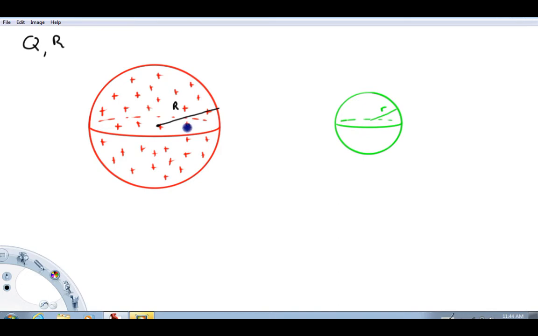So just some general observations here. We know that the electric field at the center is zero. We know that the electric field at the outer surface is some value that we don't know yet. And we know that there also has to be an electric field within the interior. So now we're going to try to use Gauss's law to find that electric field. And Gauss's law is a law about closed surfaces.